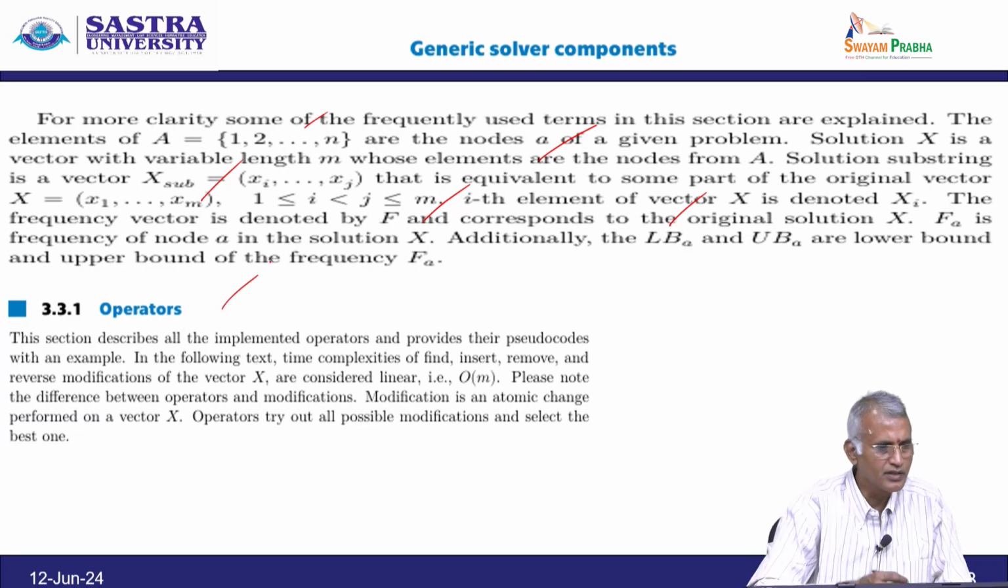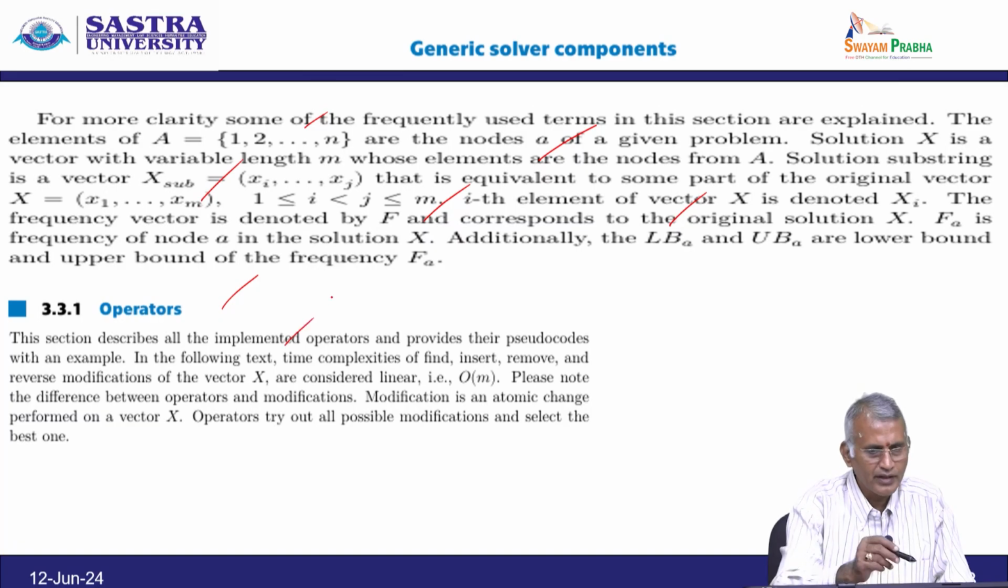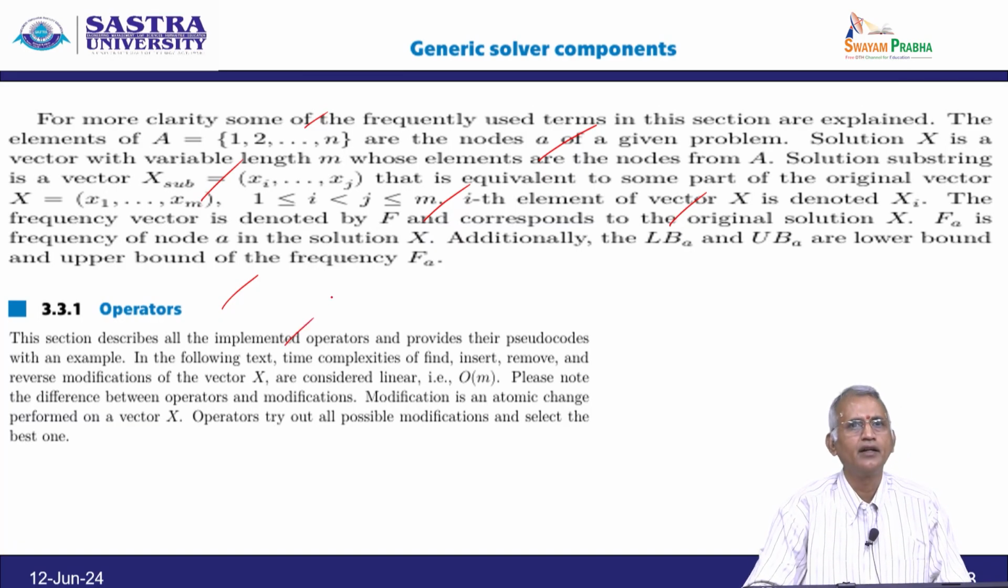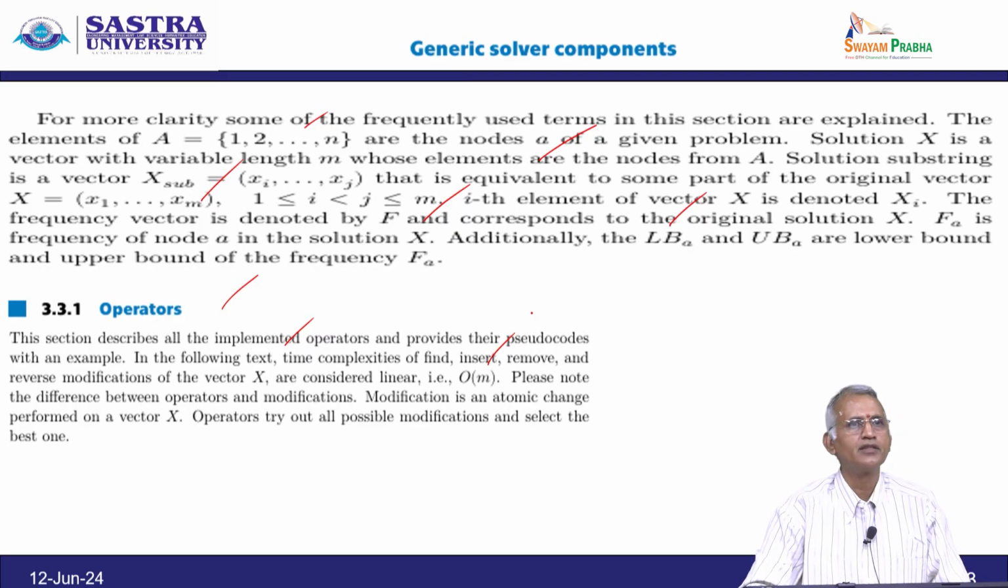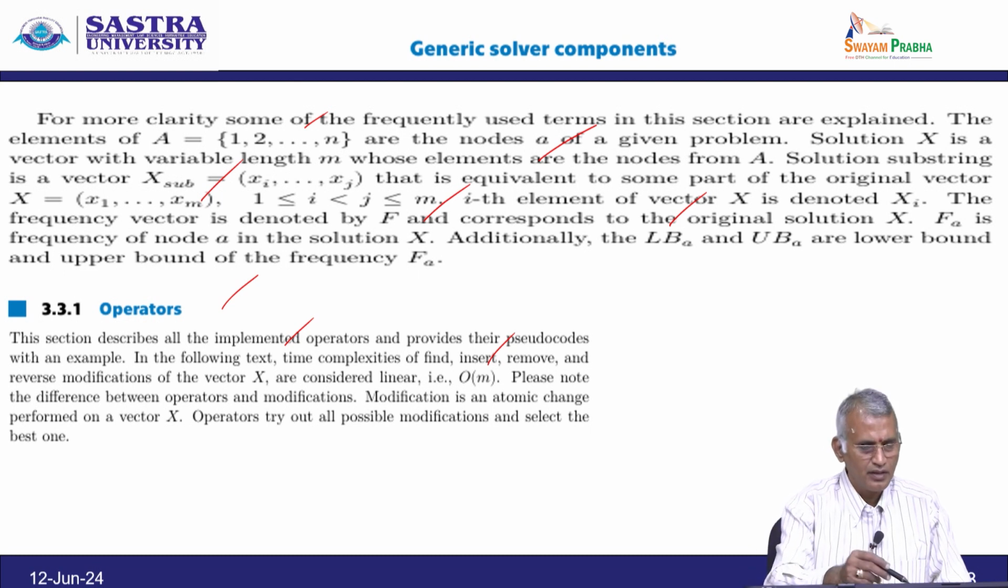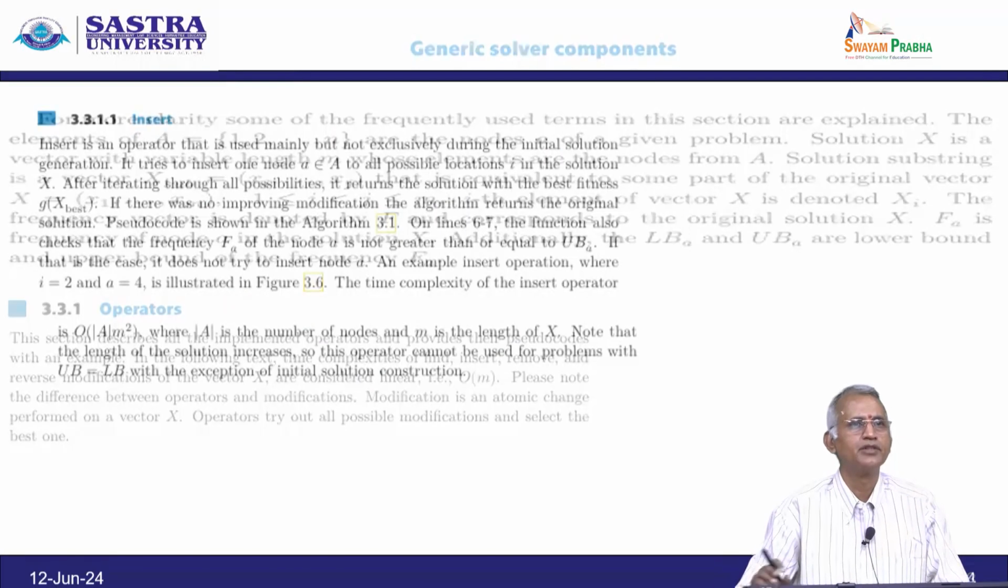Next, we are going to discuss the operators. This section describes all the implemented operators and provides their pseudocodes with an example. The time complexity to find, insert, remove and reverse a modification of the vector x is considered linear, that is, order of m. Note the difference between operators and modifications. A modification is an atomic change performed on a vector x. Operators try out all possible modifications and select the best one.